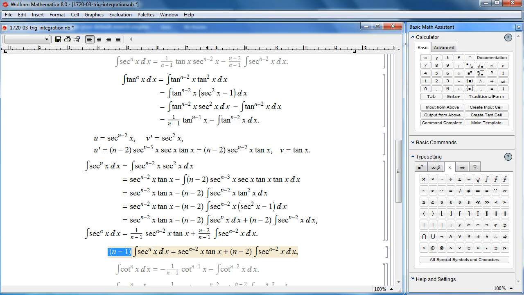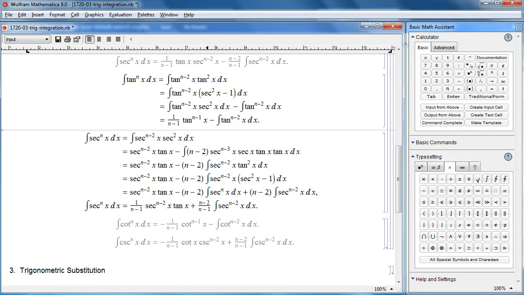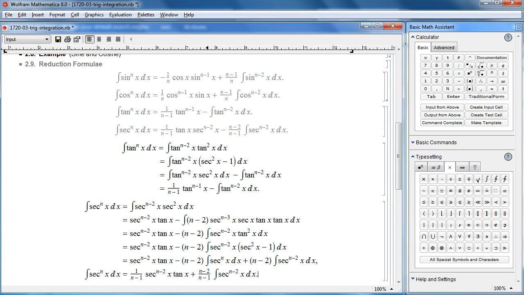Now everything is all set. Divide everything by n minus 1 and I'm going to get this integral we wanted all along. And on the right hand side I'll have this n minus 1 in the denominator, this and that. That's how we get the final reduction formula. And I don't need this part anymore, and I don't need this part anymore either. And here is the full, concise but full derivation.